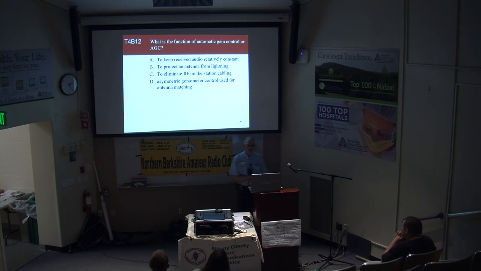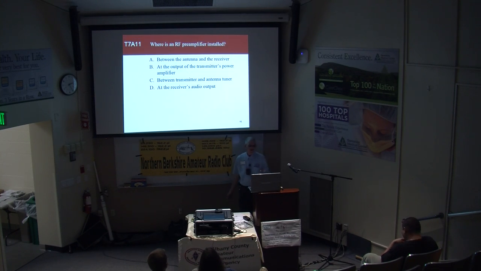There's always two questions that don't make sense. I don't think I spoke of anything about lightning, so we can remove that one. Automatic gain control. Is it to keep the audio constant? Protect the receiver from lightning or some such thing? To eliminate RF on station cabling? Is that your final answer? What is an RF preamplifier? Where is it installed?